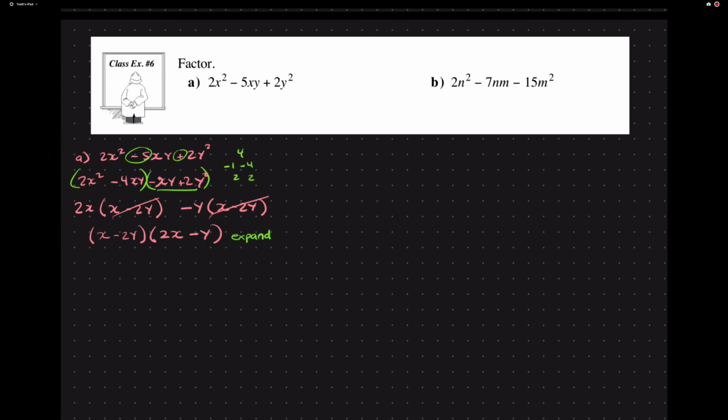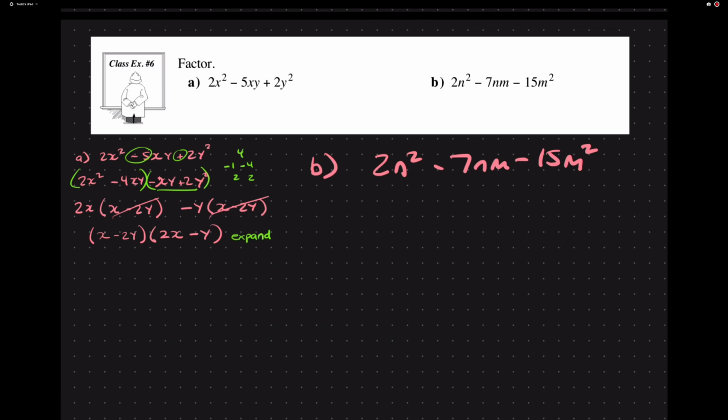Okay, so they're going to change something up here on us. So let's see, can I factor anything out of there? Maybe what they're changing is this was a positive and now it's a negative. I guess that's probably the extent of the change here. So 2n squared minus 7nm minus 15m squared. Let's not forget that squared this time.